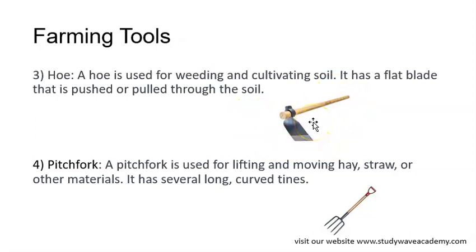It can also be used for digging, like for you to plant, you move it up, then put it in the soil, then pull out. That is what it's used for. It can also be used to clear weeds and grasses. So the hoe is used for weeding and cultivating soil. It has a flat blade that is pushed or pulled through the soil. You raise it up, push it into the soil, and pull it out. That is how they use the hoe.